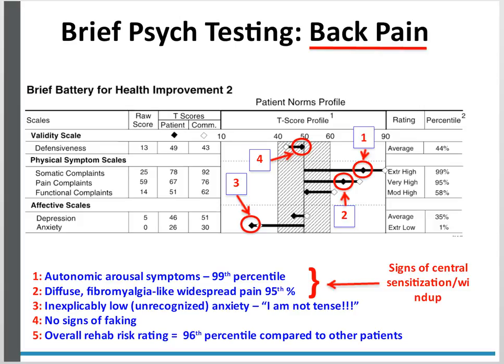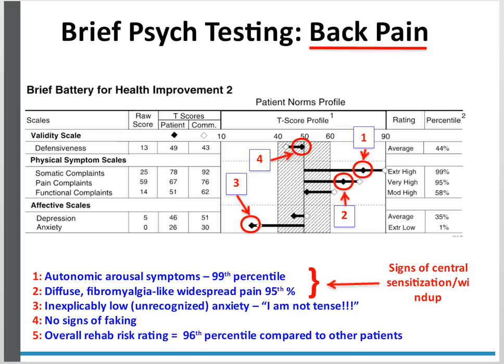In general, emotions that are denied are more likely to be somatized. In this case, the patient is exhibiting a lot of pain and somatic complaints that he or she does not associate with anxiety. But nevertheless, this score is so low as to be implausible.